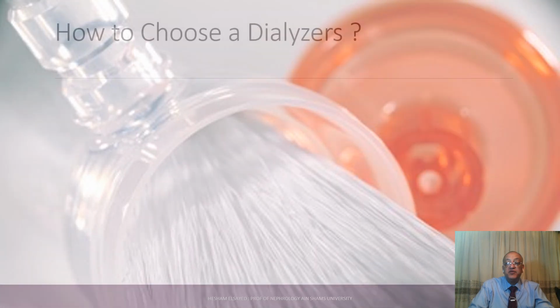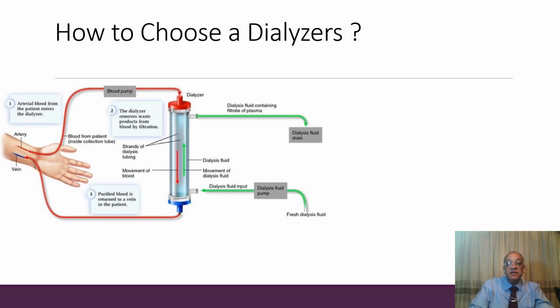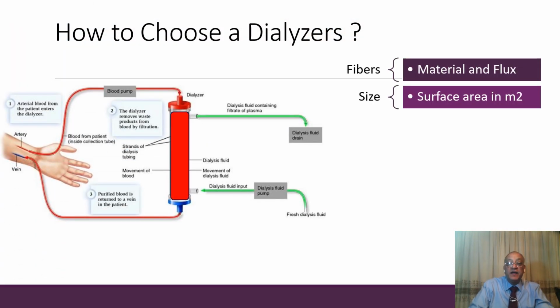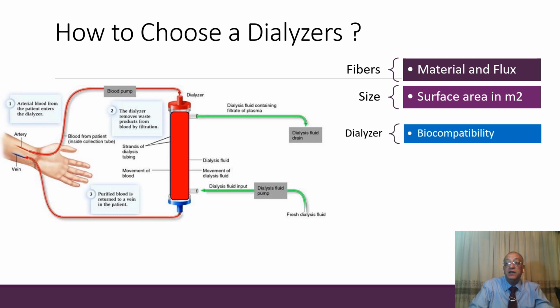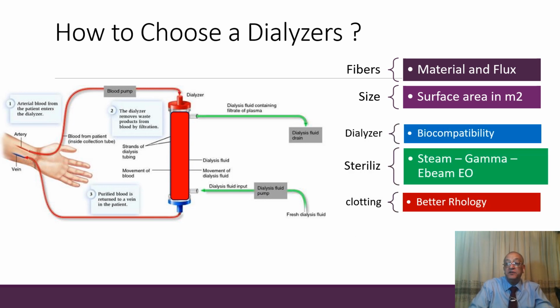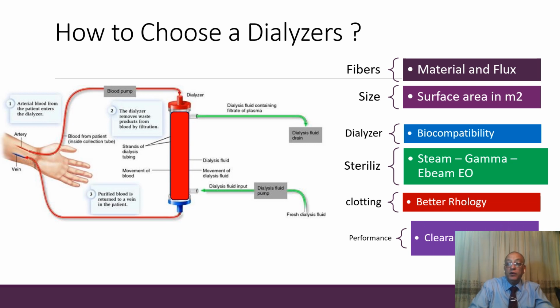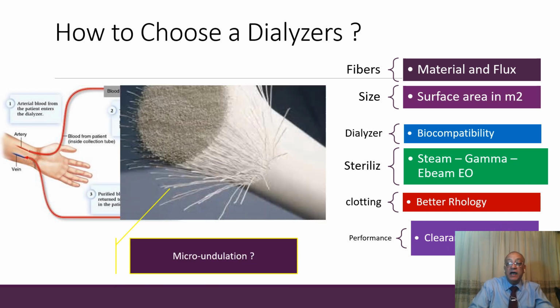So these are straight fibers, however, the microundulation improves that. Coming to how to choose a dialyzer, you have different fiber materials and flux, different surface area, different biocompatibility, different sterilization, best rheology, as well as clearance.